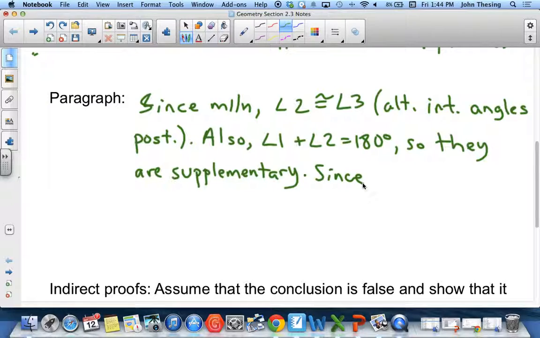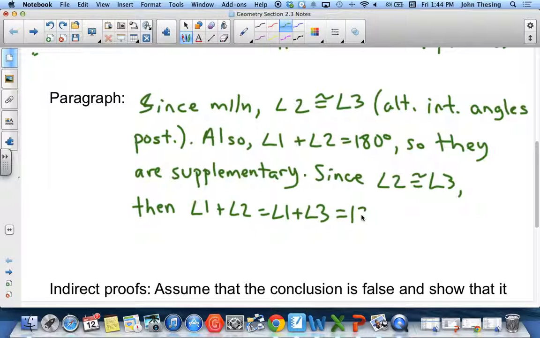Since angle 2 is congruent to angle 3, angle 1 is. Angle 1 what? Angle 1 plus angle 3 equals 180. Yeah, they're not congruent. So since angle 2 is congruent to angle 3, then angle 1, here's what I'm going to write. You ready? Angle 1 plus angle 2 is equal to angle 1 plus angle 3, and that's equal to 180 degrees. Yes. You would need to write something like this. If yours was different by a few words, it's okay as long as you get the logic right.